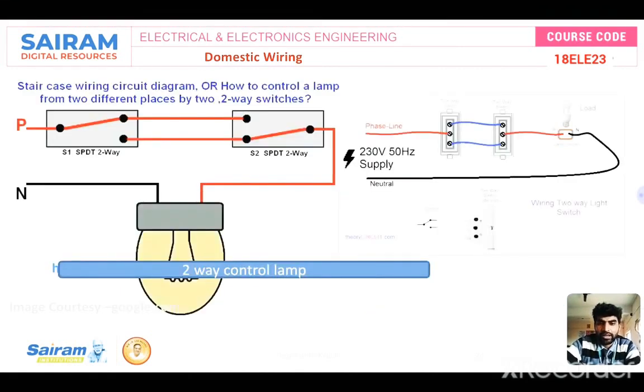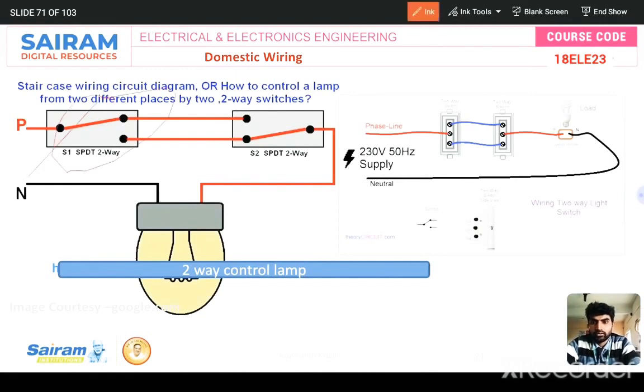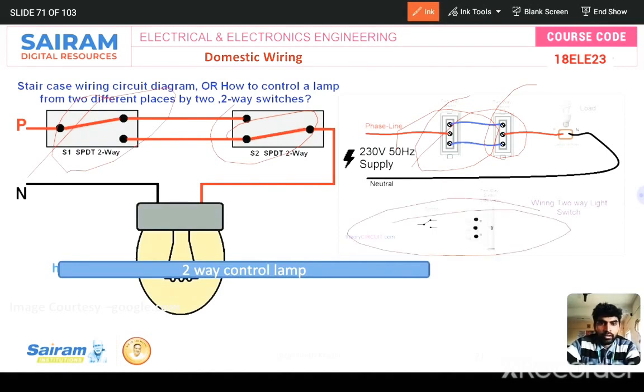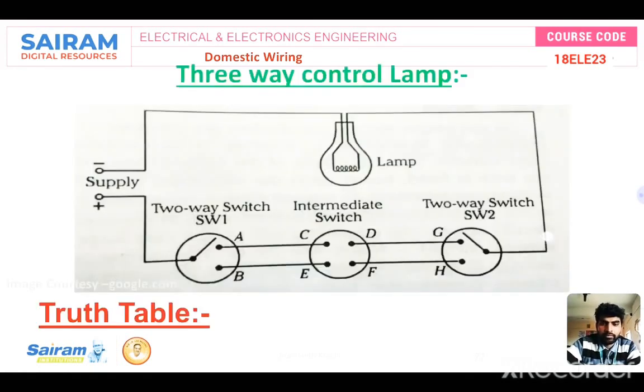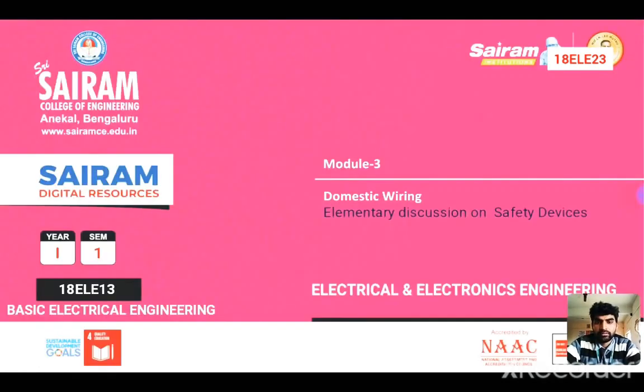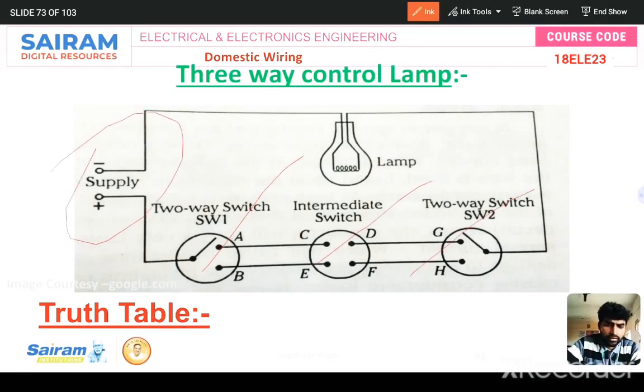If it is two-way control of a lamp, we need to use two switches, right? This is the connection, two switches. This is how we connect the circuit diagram. These are the switches, the switch terminals, okay? That is two-way control of a lamp. And three-way control of a lamp, this is the diagram, where three switches are used for controlling the lamp. One switch, second switch, and the supply we are giving, right?